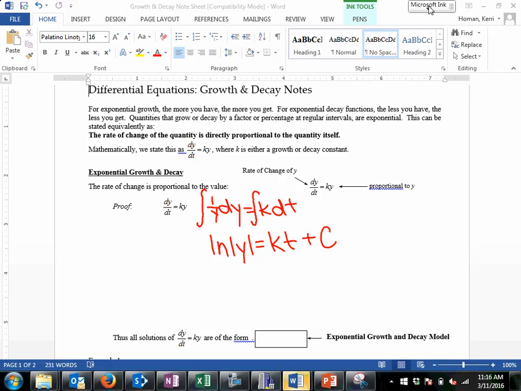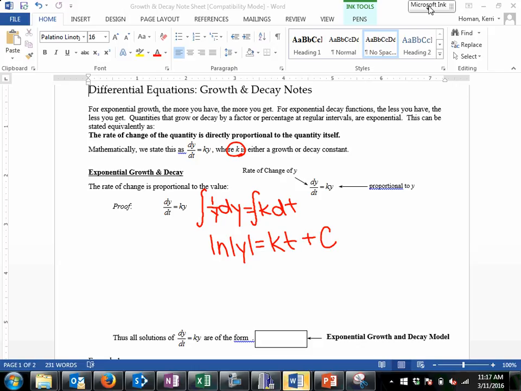So k is a constant. We're integrating with respect to t. When we integrate a constant, we tack on that variable. So if this was 2 dx, the antiderivative would be 2x. So it's a constant times t plus a constant. k is what we call the growth or decay constant.